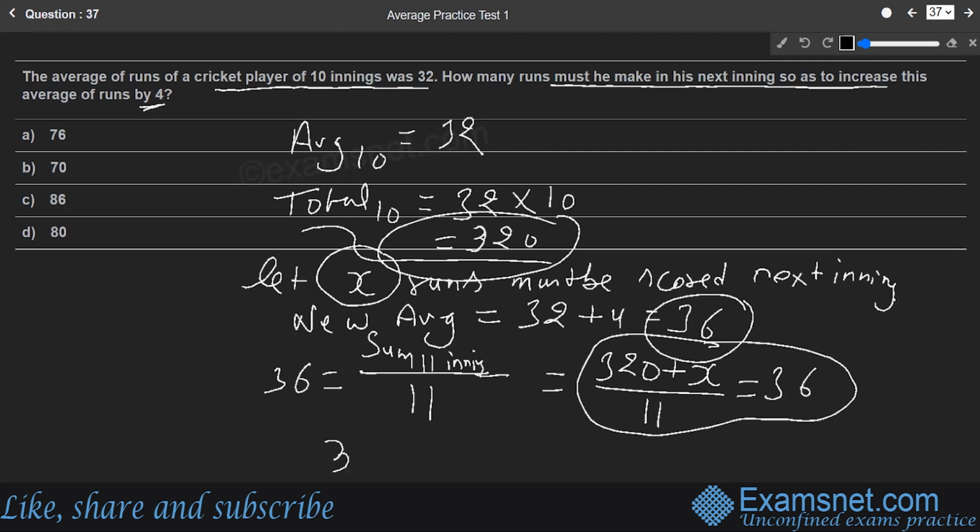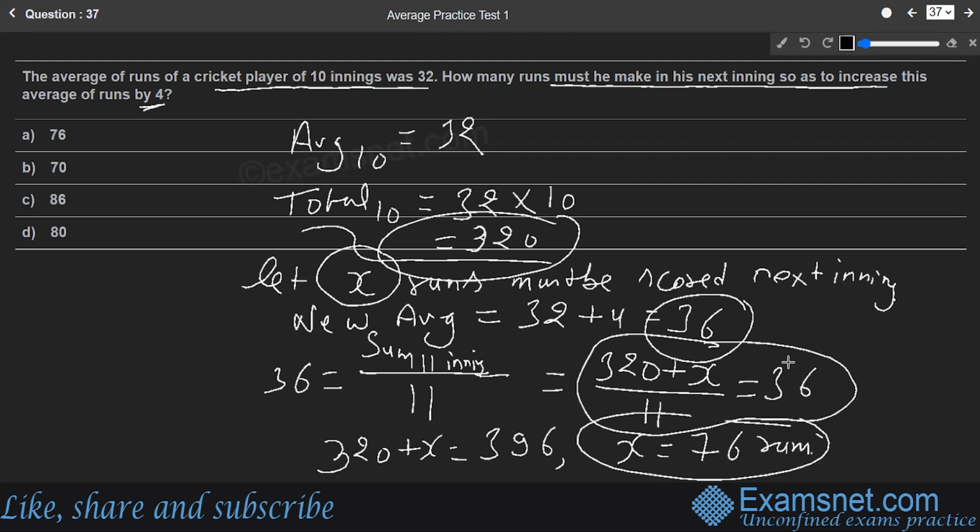So if we solve for x, 320 plus x is going to be 36 into 11, that is 396. So clearly the x value comes out to be 396 minus 320, that is 76 runs he is supposed to make in the 11th inning. Let's see where it is available. It's available in option number A, which becomes the right answer.